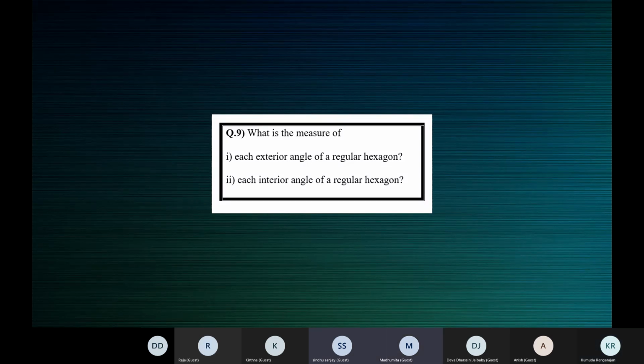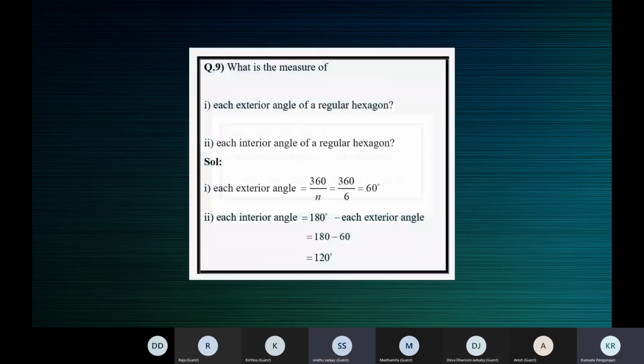Ma'am, 180 degrees minus exterior angle. Perfect. 180 minus each exterior angle will give you the interior angle. Yes, children. Work this now. Please take the question and work the solution.